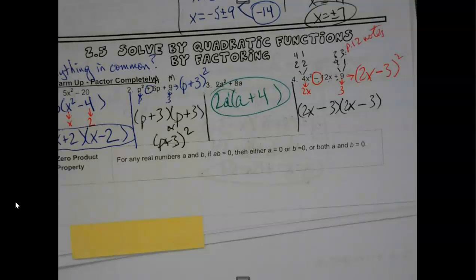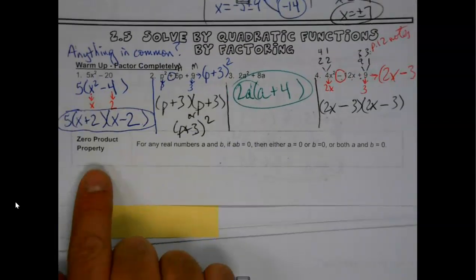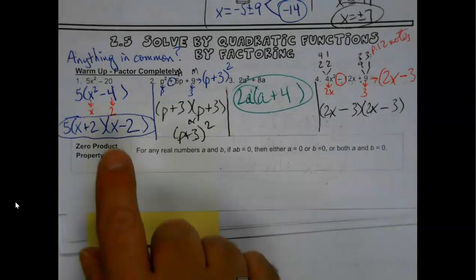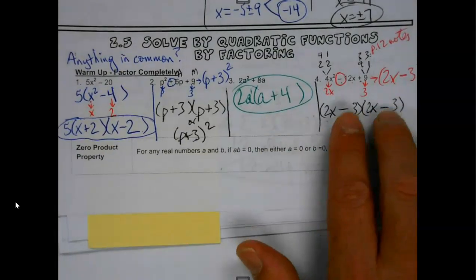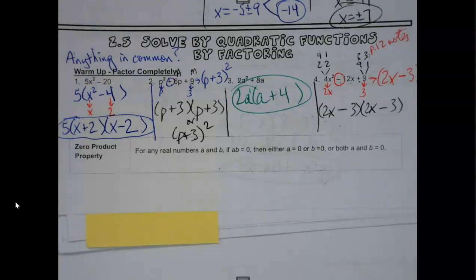Okay? The only difference moving ahead is that now we're using this zero product property, which basically means once I'm factored, I can set each piece of my factoring equal to 0 and actually get answers, get x equals a number, which is nice.